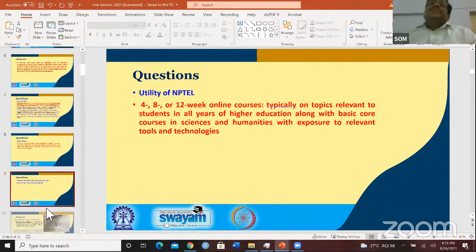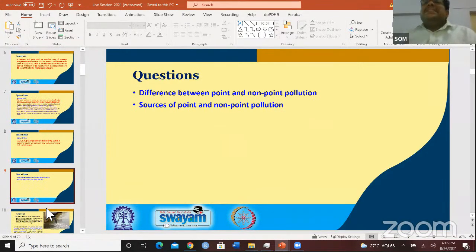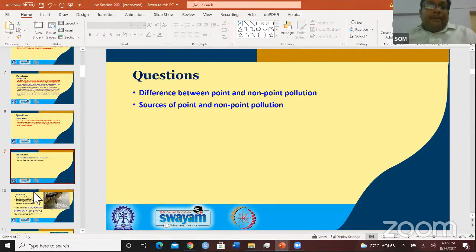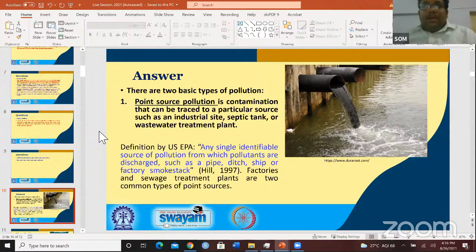The next question which was asked was, what is the difference between point source and non-point source pollution, and what are the sources of point and non-point source pollutions? So let me answer this question. We have already discussed this in the lecture, but let me repeat it. There are two basic types of pollution. One is point source pollution.